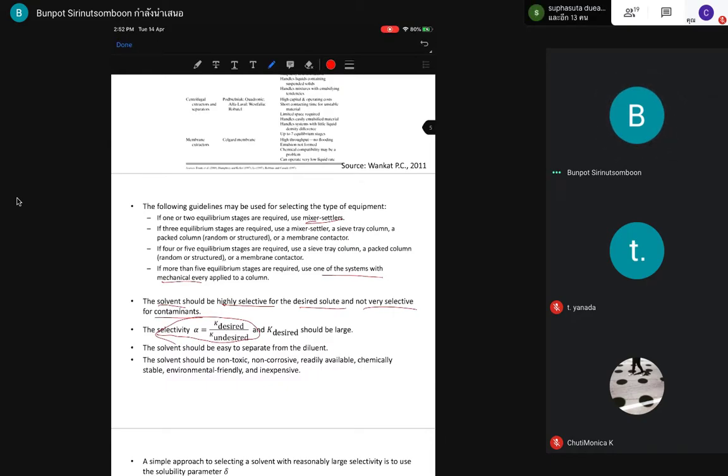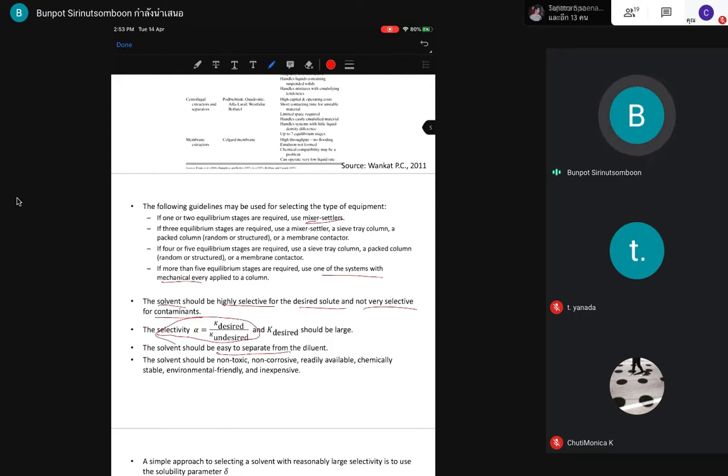And also, we try to use a solvent that is immiscible with the diluent, right? We don't want the diluent and solvent to be mixed with each other, but in real applications it sometimes cannot be avoided. So if for some reason after the process you get a mixture of solvent and diluent, you want them both to be easy to separate from each other, like maybe using a settler to settle one liquid out of the other.